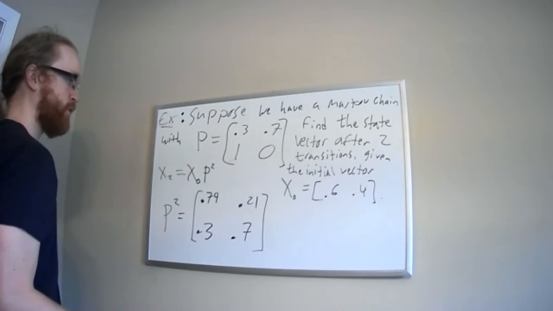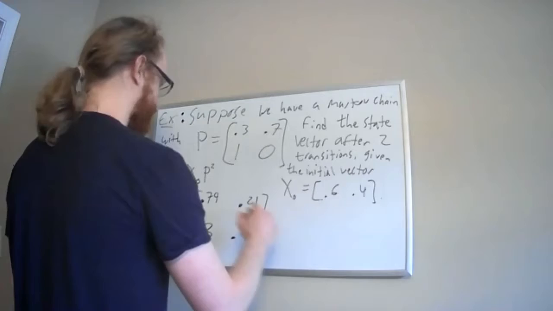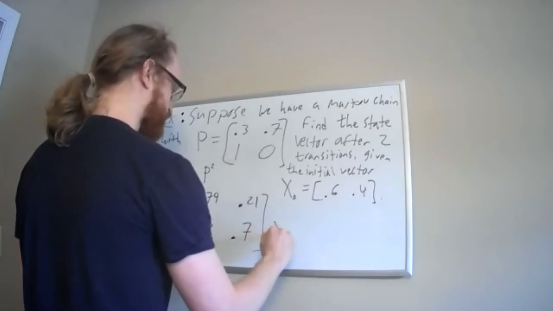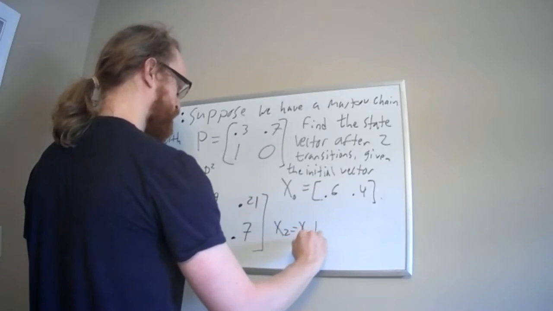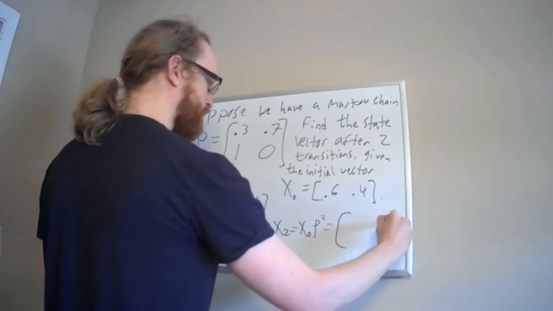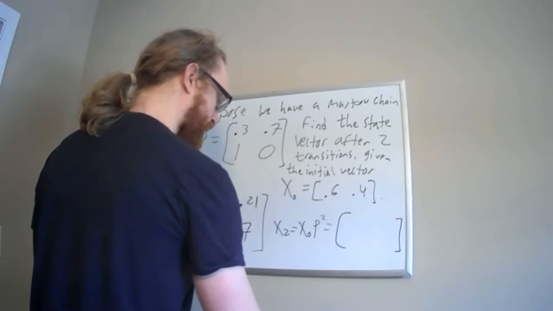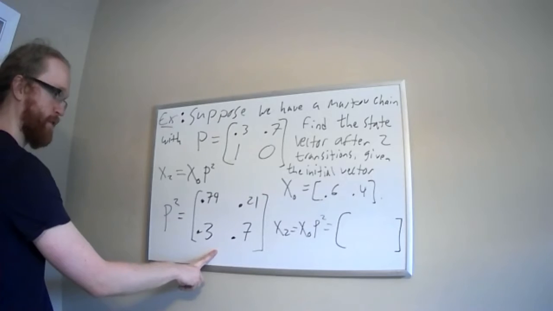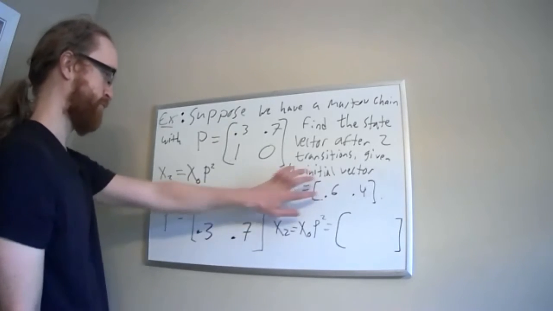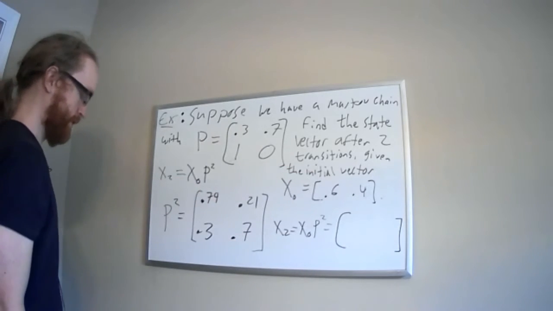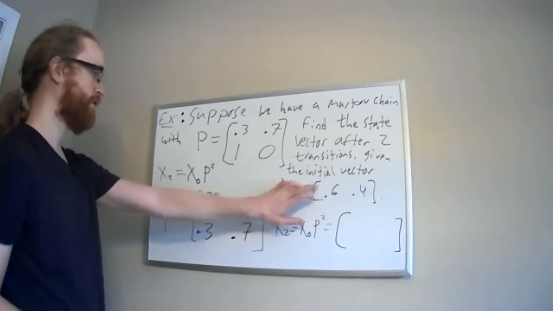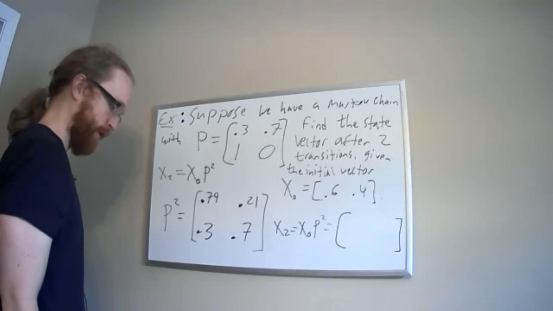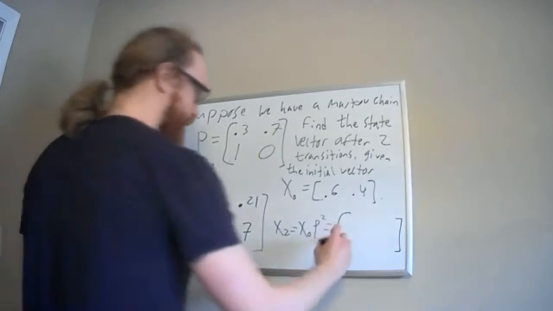So now I'm going to take this x0 times p squared, and that'll be my x2. So x2 is x0 times p squared. It'll be another row vector with 2 entries. And I get it by multiplying this row vector on the left with this matrix on the right. So I'm going to take this row times the columns of this matrix. So what's 0.6 times 0.79 plus 0.4 times 0.3? Well, I'll admit I'm not doing this part in my head. I have it written down.